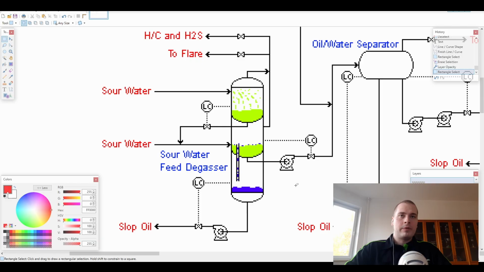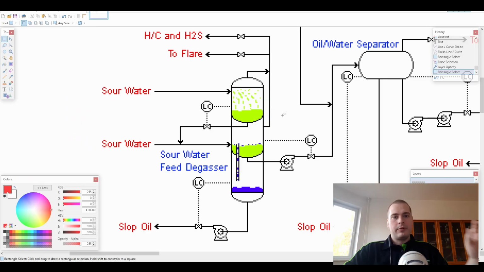Here we have the sour water feed degasser and we have two inputs of sour water. The feed degasser consists of 3 separate parts. We have the top section, which deals mostly with gases mixed with liquids. Then we have a second section which deals mostly with liquids. There's a little bit of gas and there are also oils. And then we have the third section. The third section mostly just collects the oil from the second section. The oil in the second section gets skimmed off and goes through the riser pipe and falls into the third section. So that's the basic idea behind each section of this vessel.